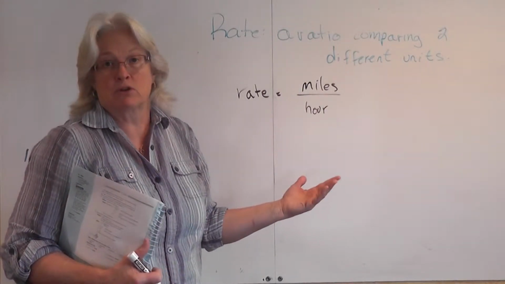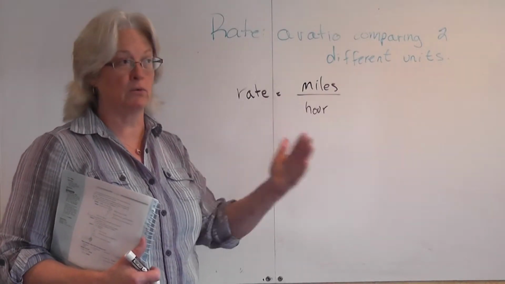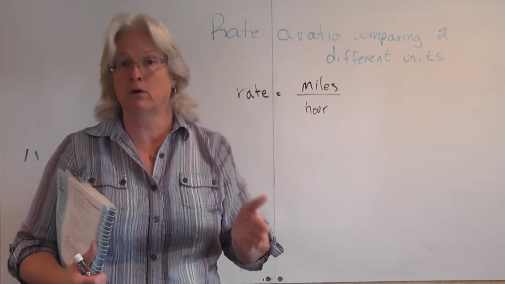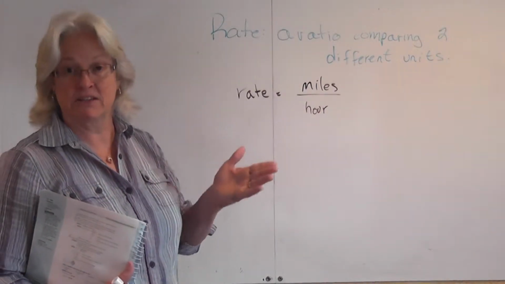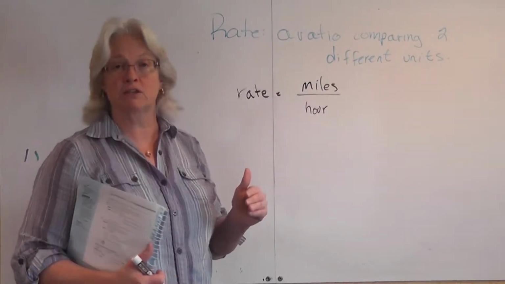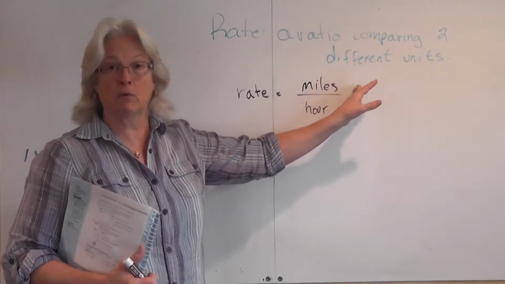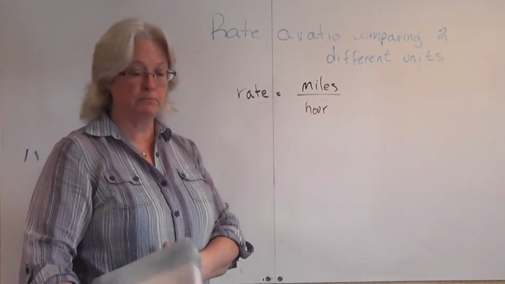Speed limits are in miles per hour. Say you're out on the highway going 60 miles per hour, you don't stop, you keep your cruise control on, or you keep your needle pegged at 60, or your digital display at 60. You go for an hour. If everything's calibrated correctly, how far have you traveled? Well, you've traveled 60 miles. So that's an example of a rate.